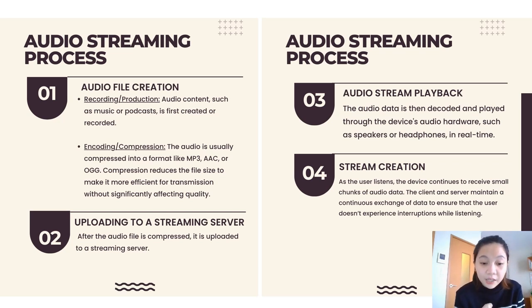This buffering helps prevent playback interruption. Usually it's a 2-second buffer for live radio to ensure that the playback is smooth. The audio data is then decoded and played through the device's audio hardware, such as your speakers or your headphones, in real time. As the users listen, the device continues to receive small chunks of audio data, and then a stream is created. Now the user can pause, skip, or rewind through the streaming app. Platforms can also recommend other tracks or playlists based on the user's behavior.